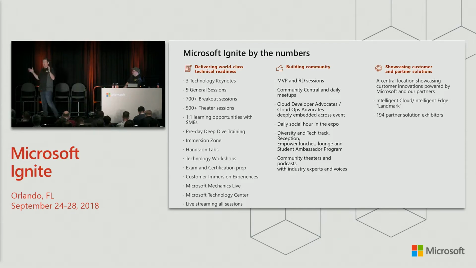Now let's talk about what we're really here for, which is the content. So the way that we break down the content is that you've got the vision keynote with Satya. That's our CEO comes out and delivers the vision. Then we drop into 3 technology keynotes. That second layer, right? And then from that second layer, we're going to go deeper still into the individual technologies with 9 general sessions. And that's pretty much the first half-ish of Monday. Yep. After that, we open up to 700 plus breakout sessions and 500 plus theater sessions. That's a lot of sessions.